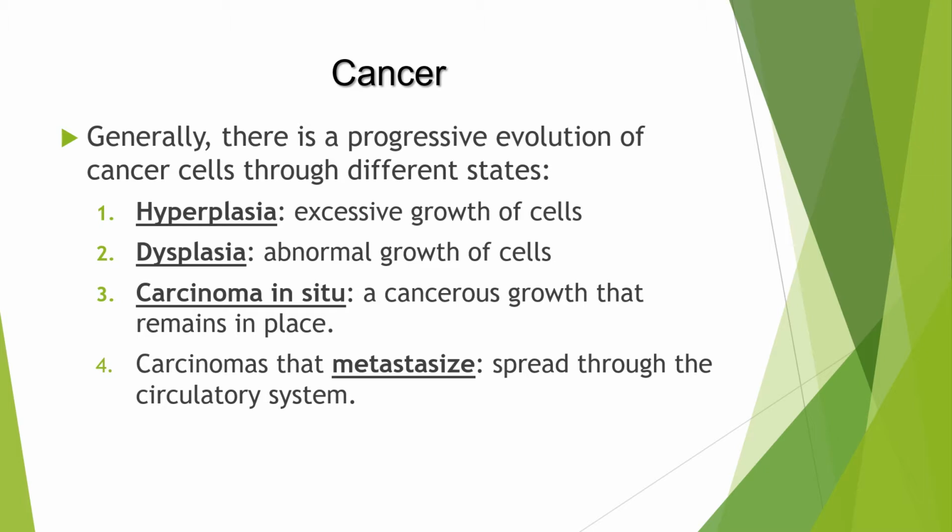Alright, cancer doesn't usually pop up out of nowhere. Generally, there's a progressive evolution of cancer cells. Here are the different stages. Start with hyperplasia. Hyperplasia, hyper being the medical prefix for a lot or quick. Here it designates excessive growth of cells. Dysplasia, or dys, being the prefix for abnormal, describes an abnormal growth of cells. And then there's carcinoma in situ. It is a cancerous growth that remains in place or localized. Carcinomas that metastasize spread through the circulatory system and can spread cancer to other areas or organs of the body.